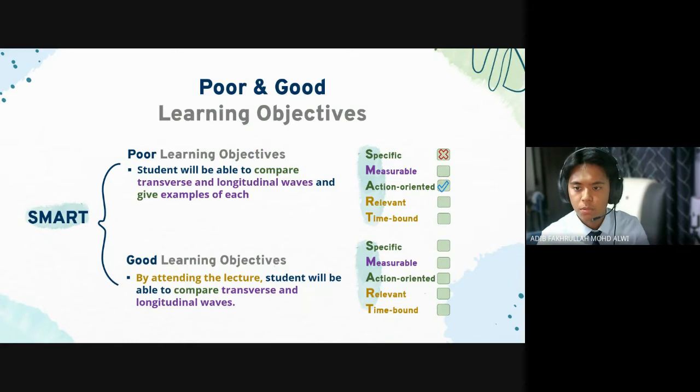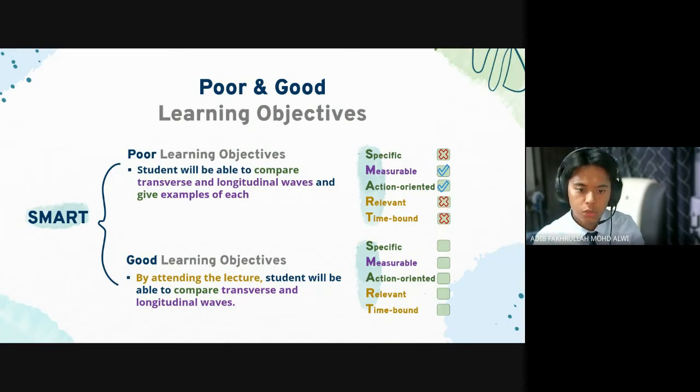Is it measurable? Yes, it is measurable because we can compare transverse and longitudinal wave. We can achieve the comparison between transverse and longitudinal wave. How about the relevant? Is it relevant for student to be able to compare? We need to check the time bound. It doesn't have time bound, so it is not relevant for student to be able to compare. By what? It is not relevant.